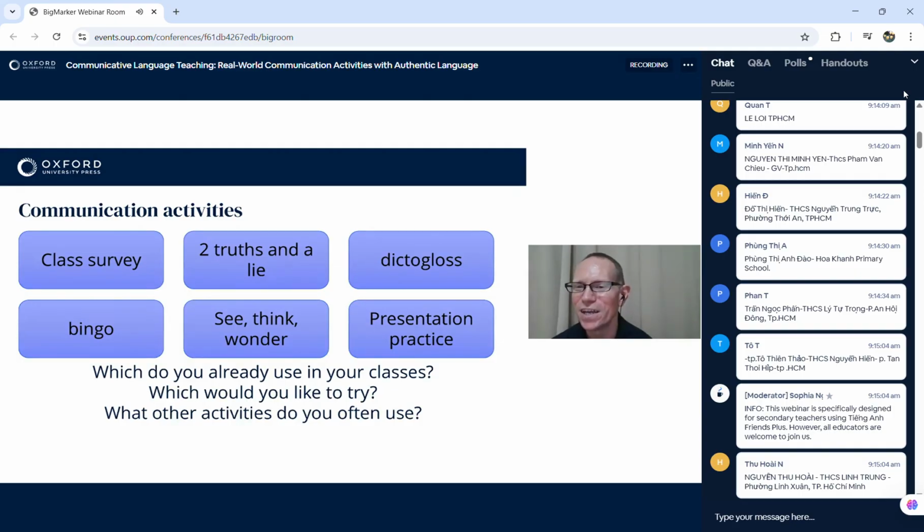Thank you very much. Do teacher has used a presentation practice before and done a class survey. Great. Another teacher has used bingo, presentation practice and the classroom survey. Okay. So again, these are some quite common activities I can see. Bingo, see, think, wonder and the class survey.